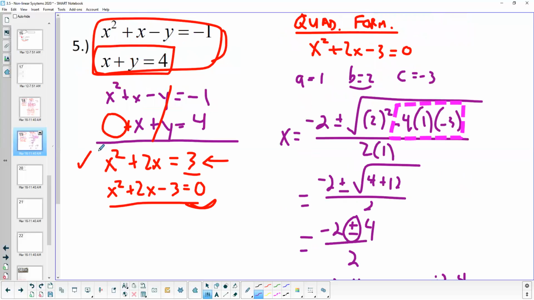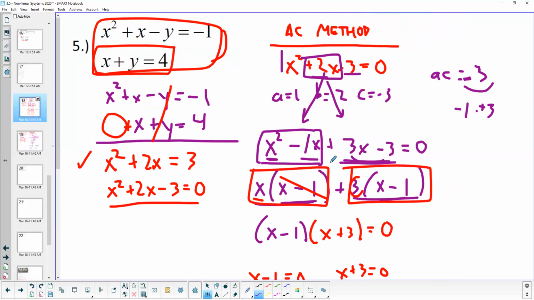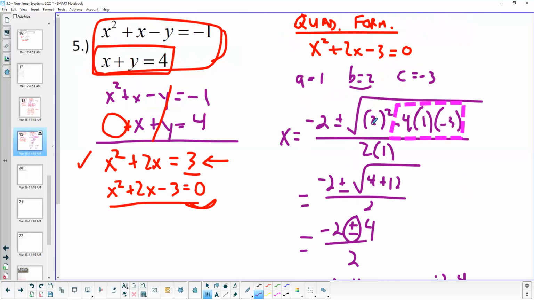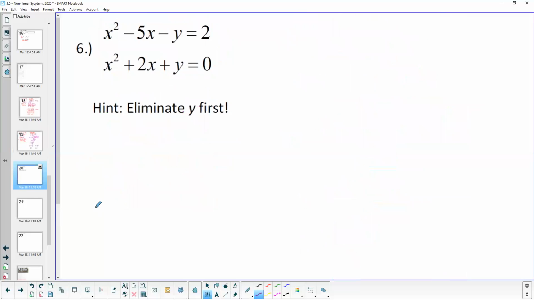So when you're solving these, if you are comfortable using the AC method, it does get a little harder at times, use it. Or some of you are very comfortable with the quadratic formula. The key is make sure you set it equal to 0 before you do either one of these methods.